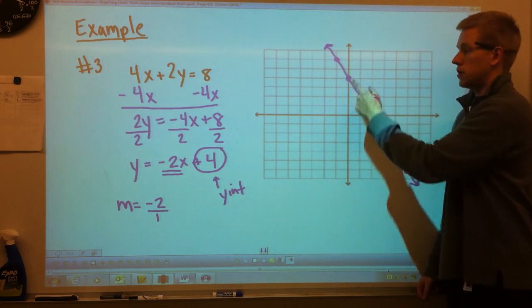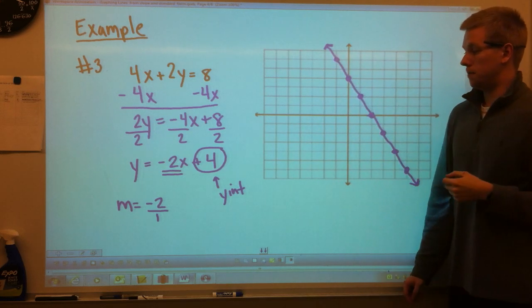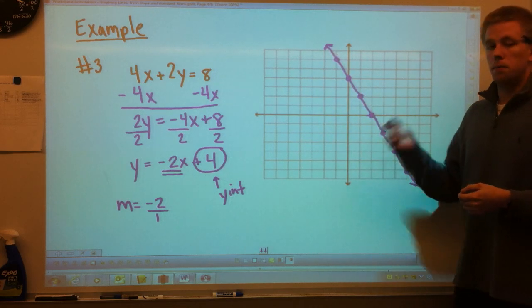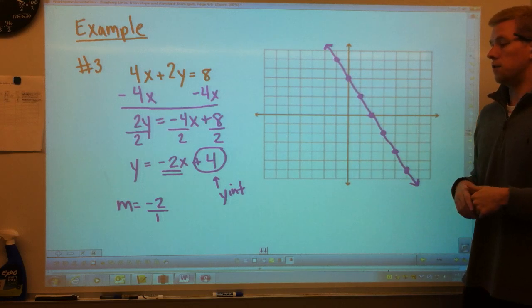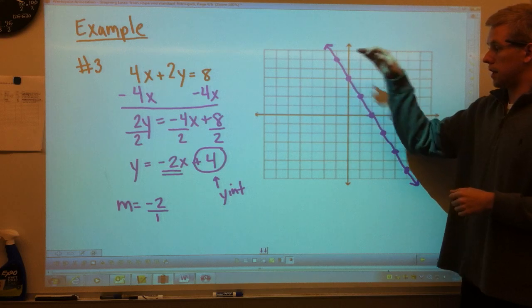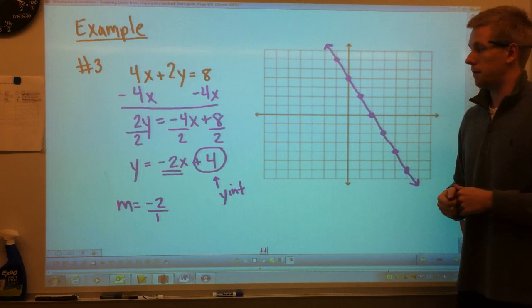And then to go backwards, I just go the reverse direction. I go up 2 and then to the left 1. Okay? So if you are watching this, you can pause it, replay this, rewind it, and see how I graph that line if you're confused at what I did there. So that is example number 3, changing it from standard form to slope-intercept form and then graphing it, taking it a step further from yesterday.